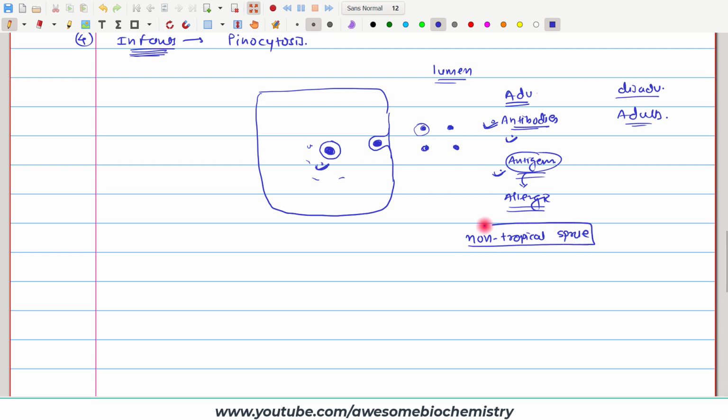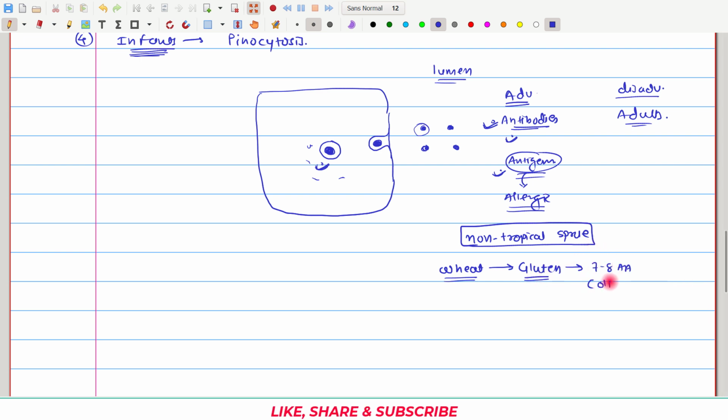In this non-tropical sprue, what happens? When we eat wheat, or any product made from wheat, what happens? Wheat contains one protein, that is gluten. When our body tries to digest gluten, the end product of this gluten digestion is a 7 to 8 amino acid long oligopeptide. This oligopeptide is antigenic in nature.